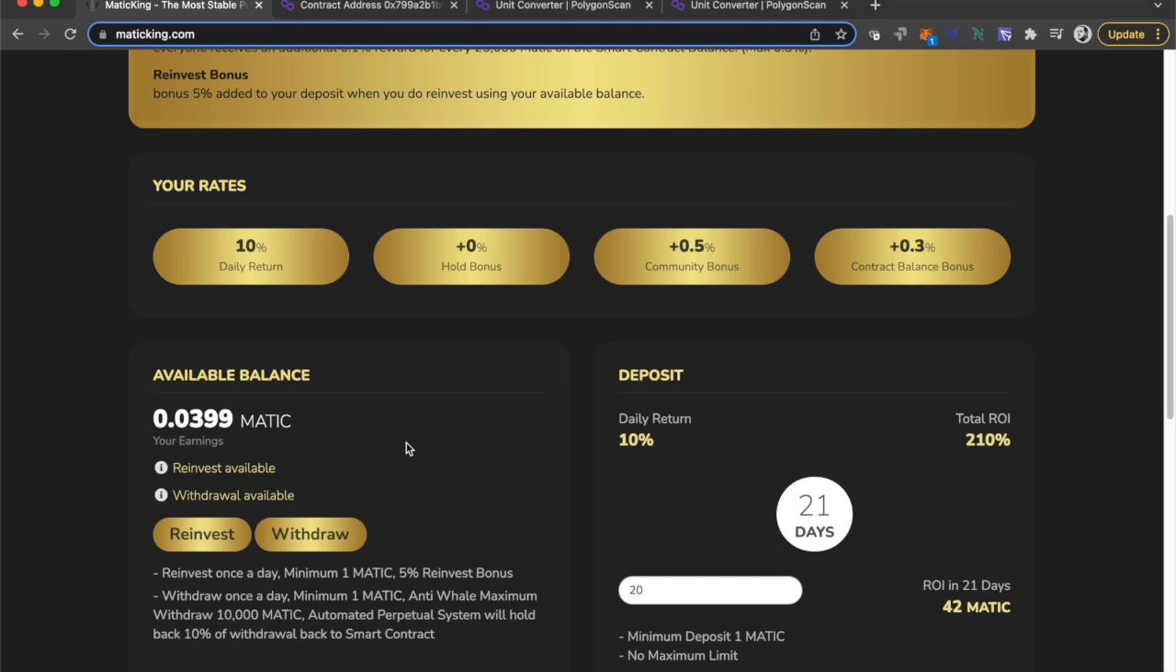Anyway, that's the update on MaticKing. Again, this isn't financial advice. I'm not telling you what you should invest in or what you should do, just providing this information. But this was kind of a poor launch for MaticKing.